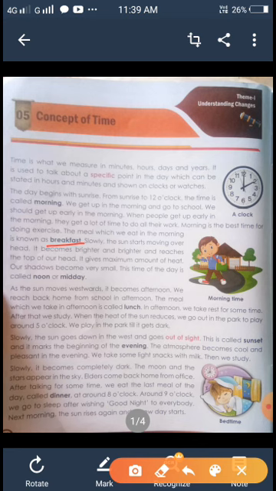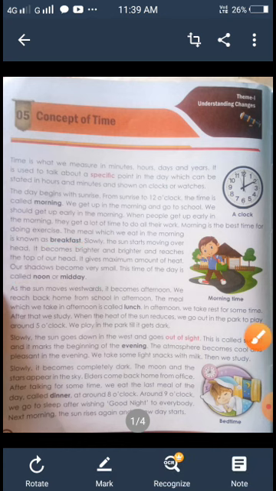And when the sun moves over our head, that is called noon or midday. In that time, how could you know it is midday? When our shadow becomes small. That means when our shadow comes to our feet, you will find out that is noon. The next paragraph.